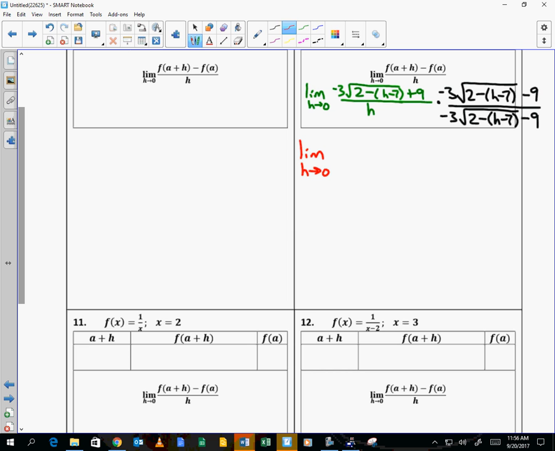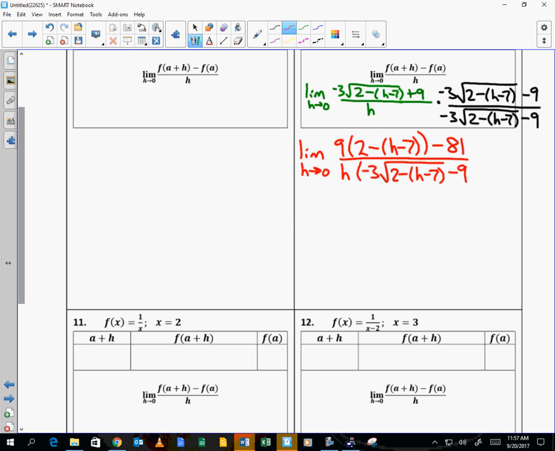Limit as h goes to 0 of. Multiply at top. What do you get? Somebody tell me. Positive 9. Jill, it's not okay to laugh at people when they say dumb things. 2 minus h minus 7. Then what? Minus 81. All over h times the quantity, negative 3 root of 2 minus h minus 7 minus 9.